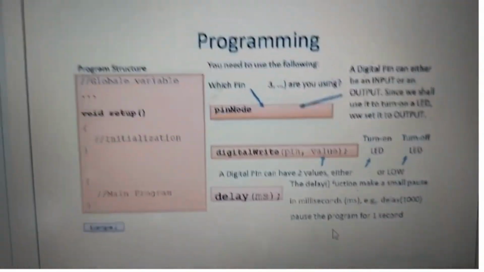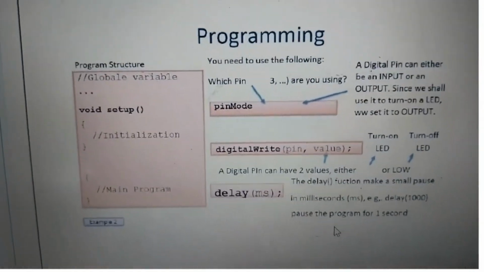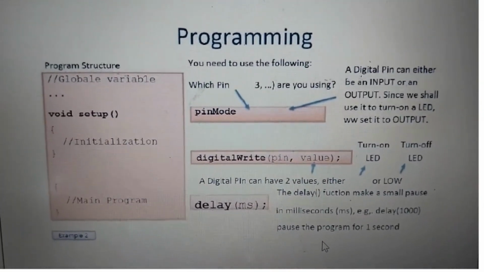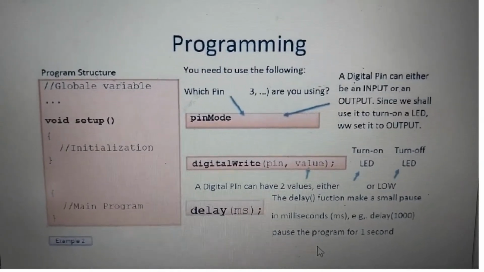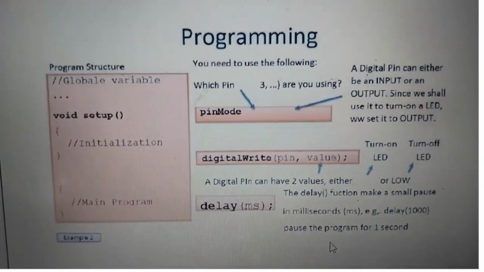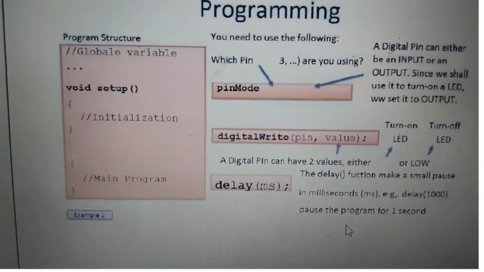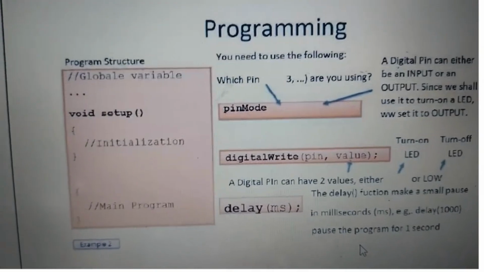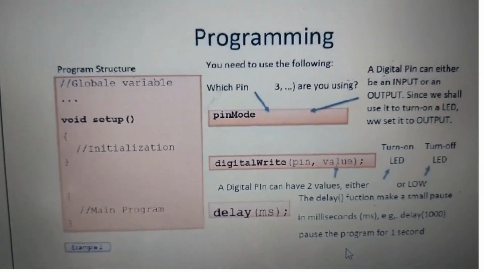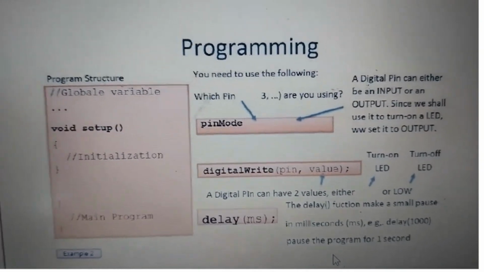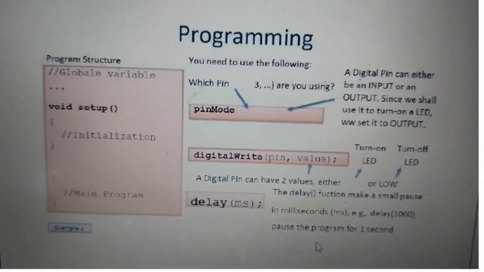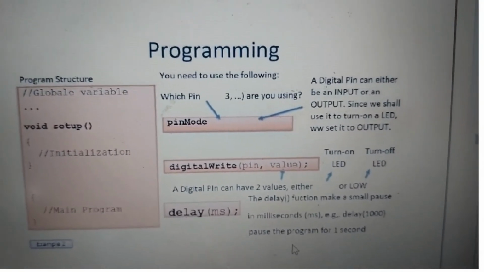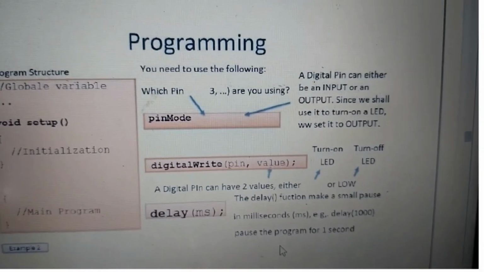And what is the programming? The program structure is global variables, and the left side is the global variables. After that we are setting up initialization, and below the initialization we have to write the main program. This is the structure of the Arduino program, and you need to use this. First is the pin mode, which pin you are using. Okay, we have 3 modes. And a digital pin can be either an input or an output. Since we shall use it, turn on the LED.